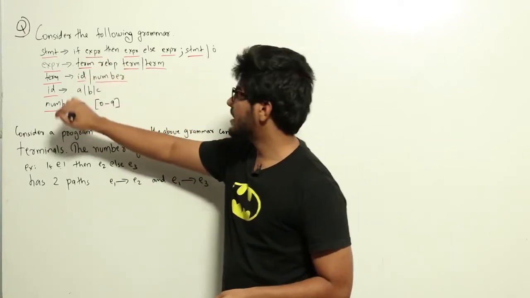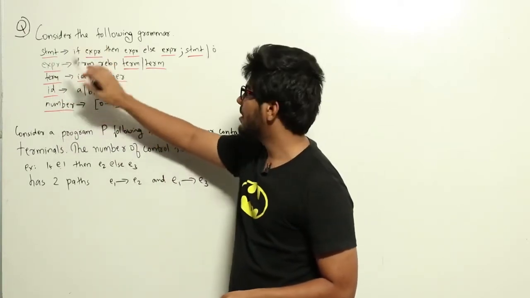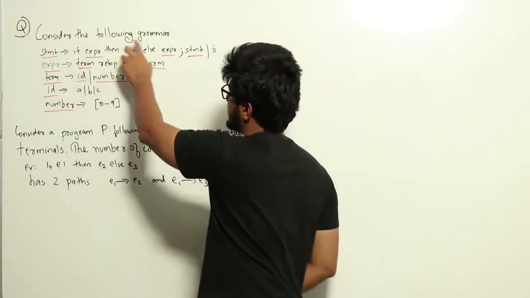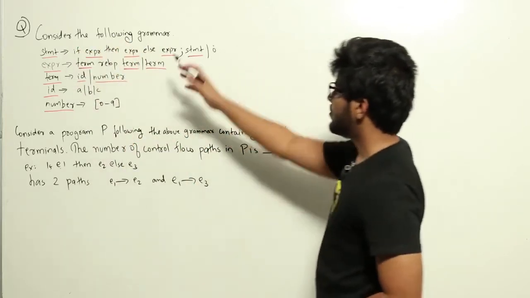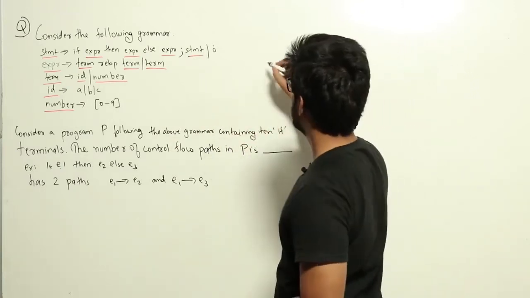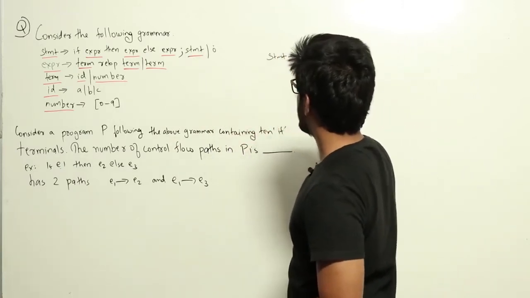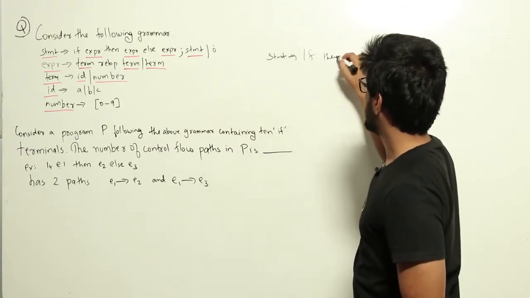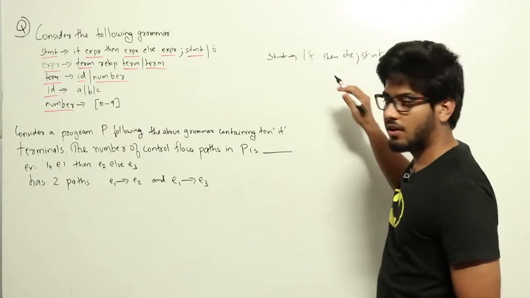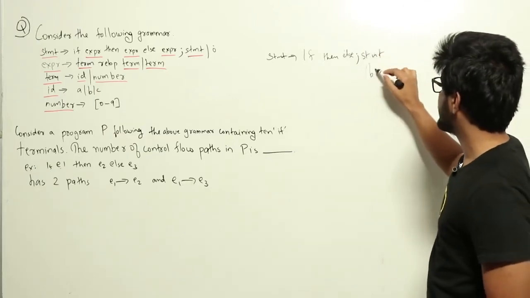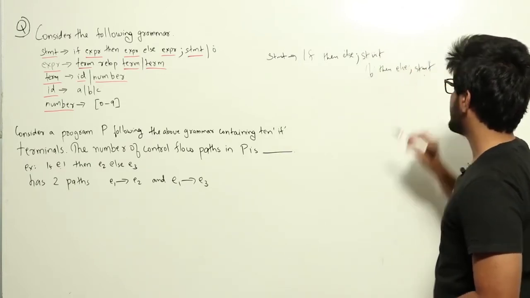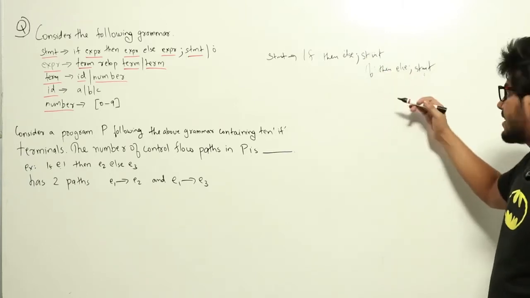Expression can never generate a statement from this point onwards, meaning that there won't be further ifs within these expressions, which effectively means that if the grammar has 10 ifs, there's only one way to get that. That is, statement generates if then else statement. Now this statement will again generate if then else statement. Again this statement will generate if then else, like that 10 times.